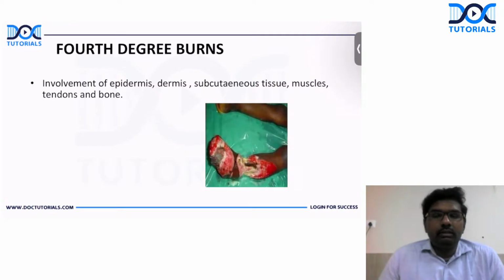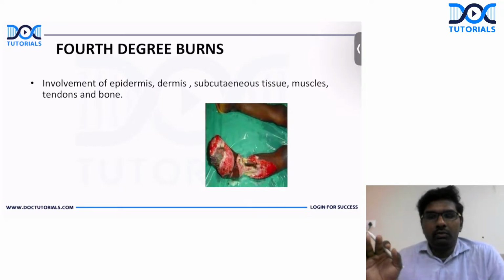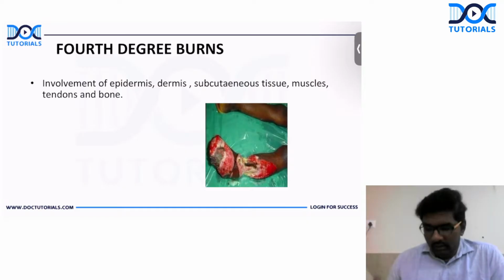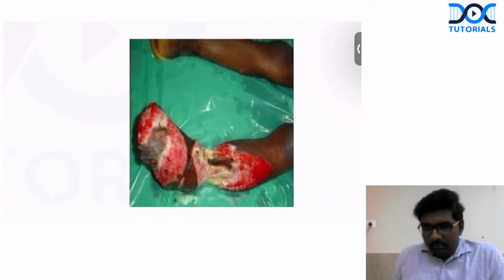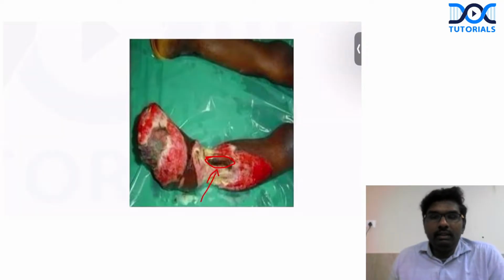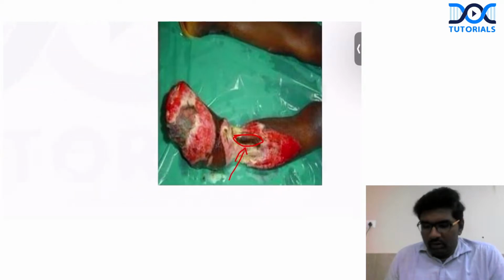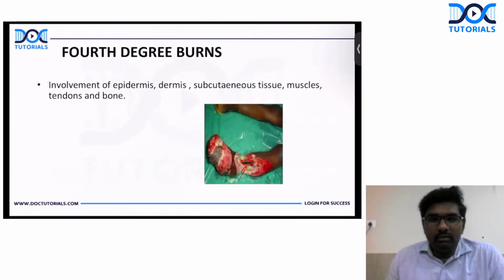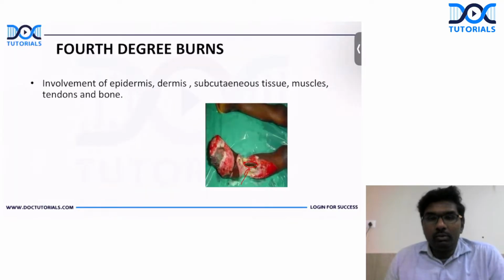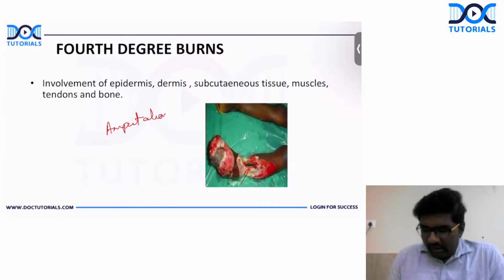Coming to the fourth degree burns. Here in fourth degree burns, all the layers of skin like epidermis, dermis, subcutaneous tissue, muscles, and tendons, along with bones, are involved. So in this image, you can see the bone is exposed, and you can see the color change in the bone. This is the fourth degree burns. Fourth degree burns patients may even need an amputation.